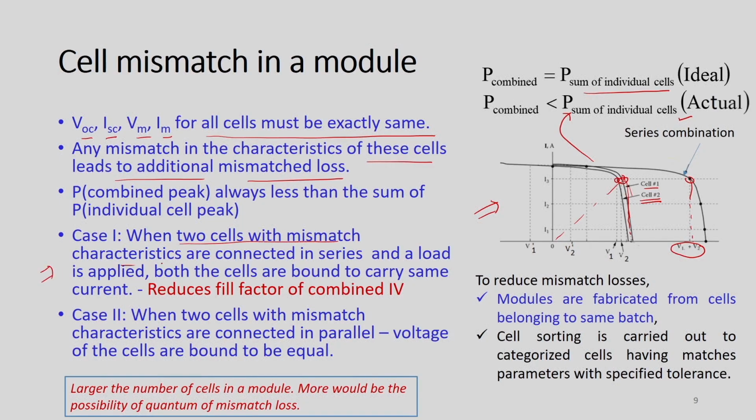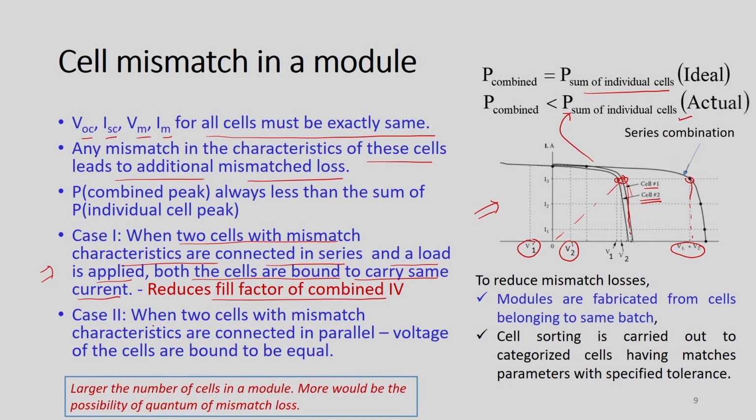When two cells with mismatched characteristics are connected in series and a load is applied, both cells are bound to carry the same current. So, if they are different, one cell will produce power and the other cell will dissipate power. For example, if we short circuit this circuit, they will generate two voltages, V1 dash and V2 dash. Their magnitudes are the same but in opposite directions. So, one cell will produce power and the other will dissipate power, and as a result we will have a reduced fill factor of the combined IV. That will reduce the combined power.